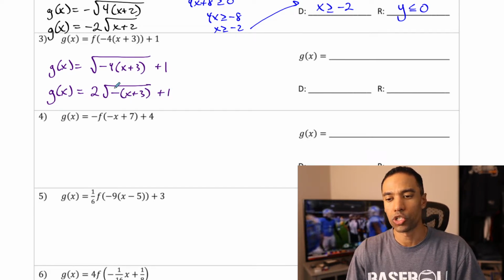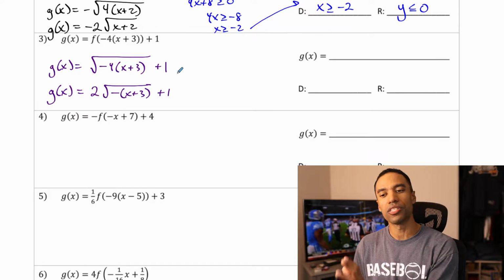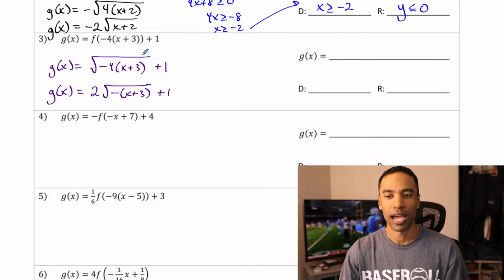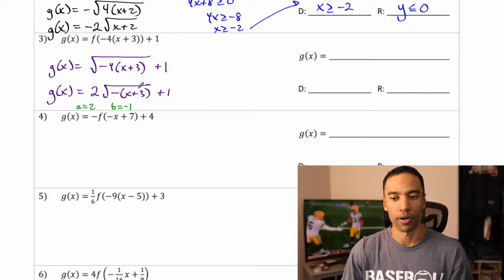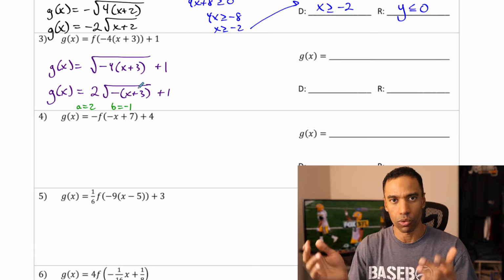Now, I don't care to distribute this negative into here either, at least not for the sake of the graphing form. I can kind of think that b is negative 1 in this case. And again, that's going to be important. There's something I can do with it. It's not like there's no graph here.